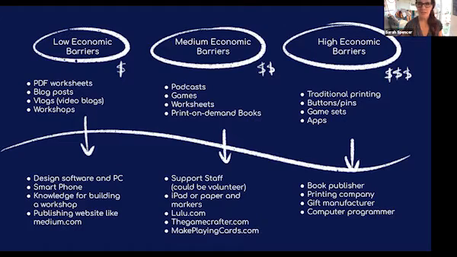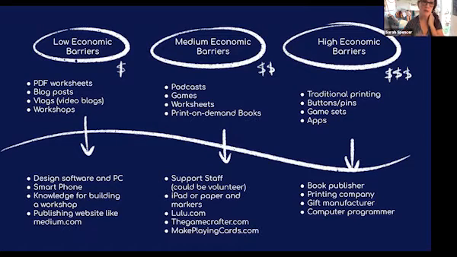And then high economic barriers are products that you would order a lot of. So say you created a card game, and the best price point would be to order like 100 of them, and they're like $10 a piece. So you feel confident that you will sell those. So it is worth investing in the high economic barrier.